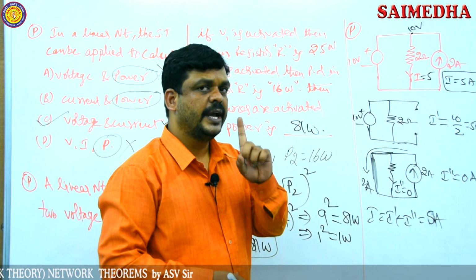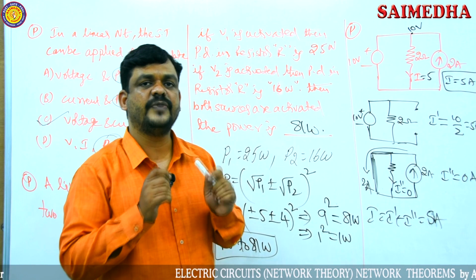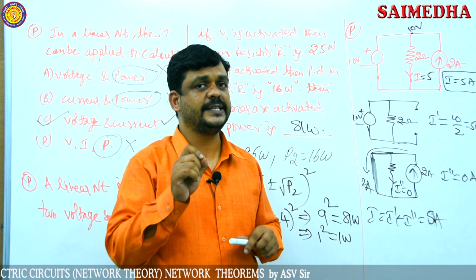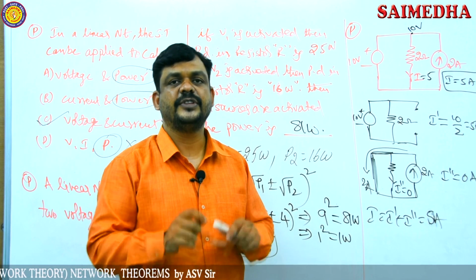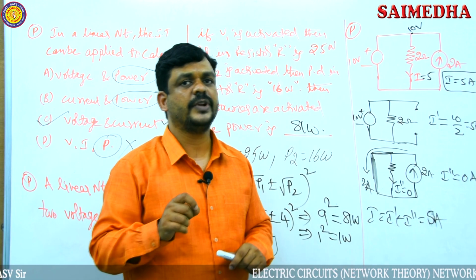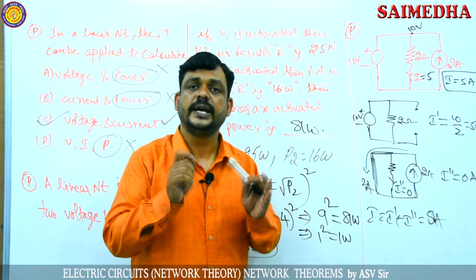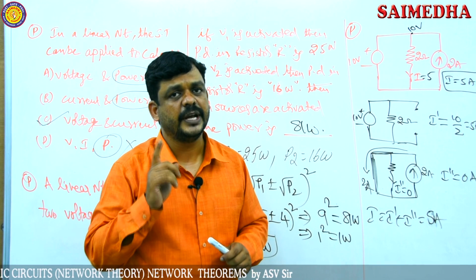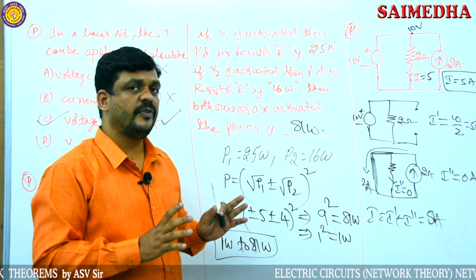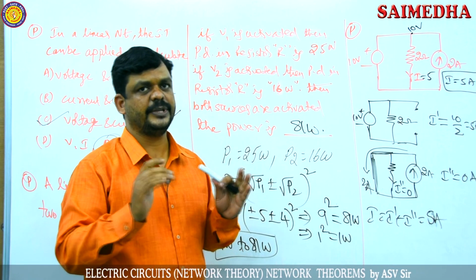With superposition, at a time only one source is applicable. If the superposition theorem is valid for any network, that network is a linear network. If the superposition theorem is not valid for any given network, that network is a non-linear network, because the superposition theorem is applicable only for linear networks, not for non-linear networks. So if the superposition theorem is not valid for any network, that network should be a non-linear network. So remember that point.